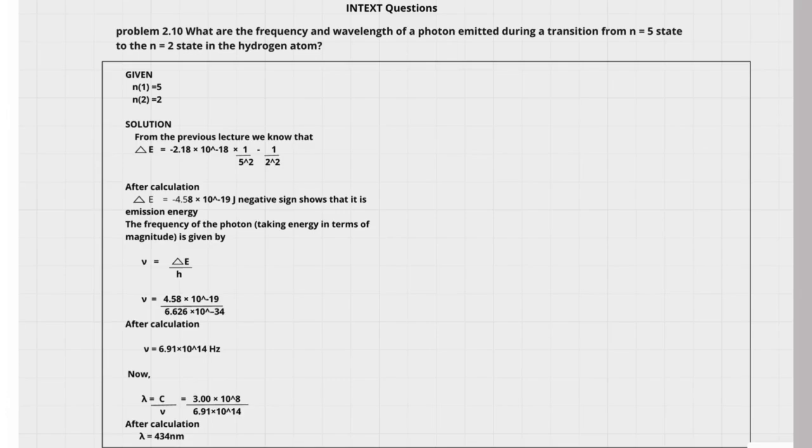Now wavelength. Wavelength equals speed of light divided by frequency. So, wavelength equals 3.00 into 10 raised to the power 8 divided by 6.9 into 10 raised to the power 14. After calculation, lambda equals 434 nanometer.